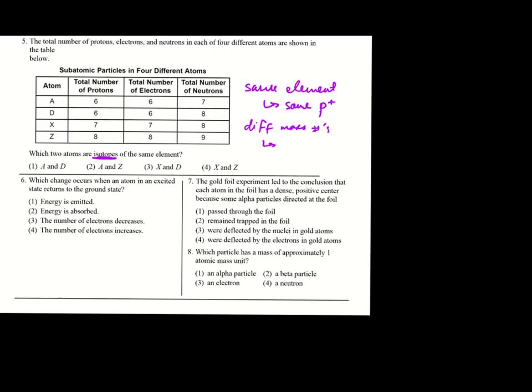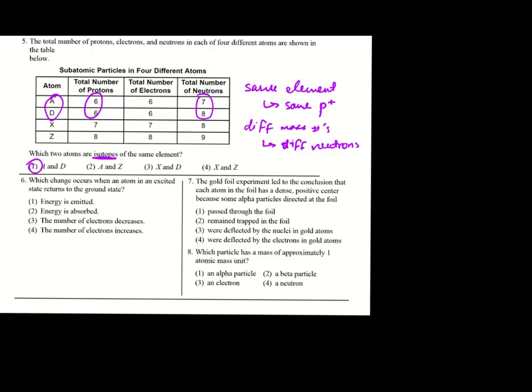And when we think of that, we have to think of different neutrons, not protons. So we want the same number of protons. We look at A and D for sure. Same number of protons, and just to double check, they also have different numbers of neutrons. So isotopes are the same element, same number of protons, but different mass numbers, different number of neutrons. That's A and D.